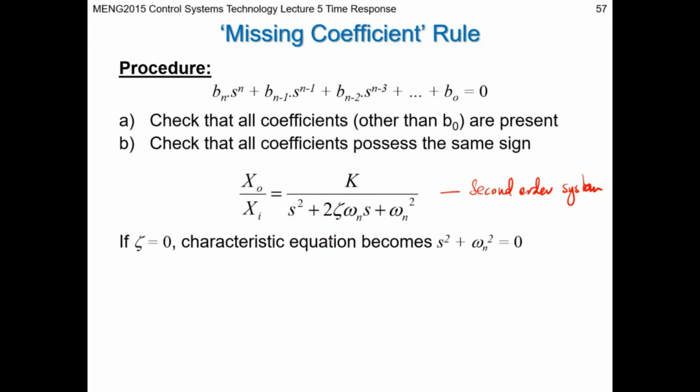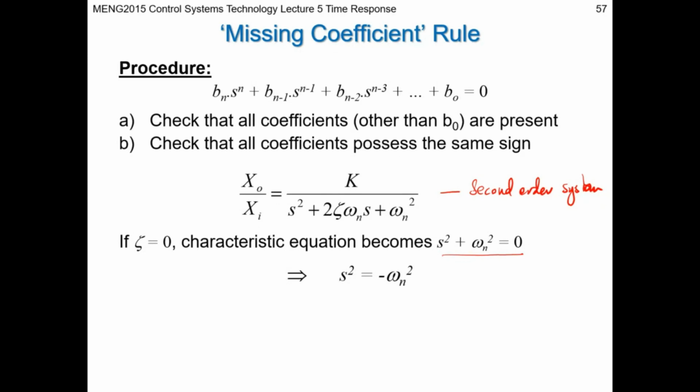Now, if the second order system is in a state of marginal stability, or if there's a missing coefficient in the characteristic equation, which is the denominator of the closed loop transfer function, say this coefficient is missing and we just have s squared plus omega n squared, then that gives us zeta equals 0. So we've got no damping, which means we have a marginally stable condition. We've basically eliminated the term by saying we're missing the coefficient of s. So now our characteristic equation becomes s squared plus omega n squared equals 0.